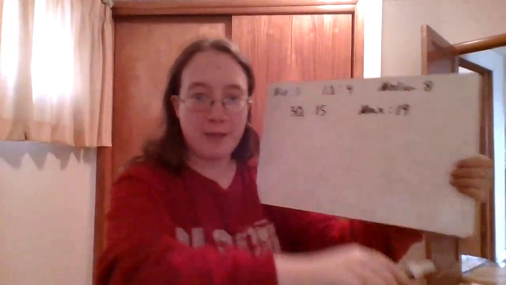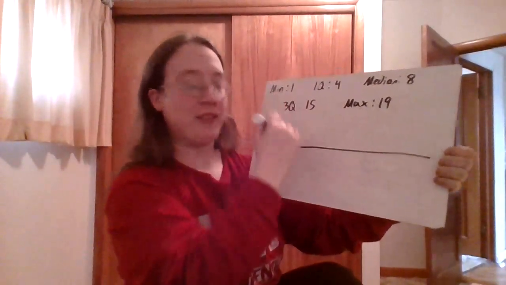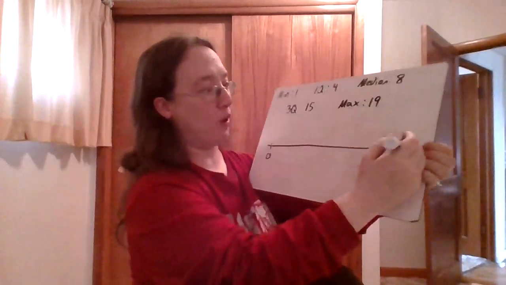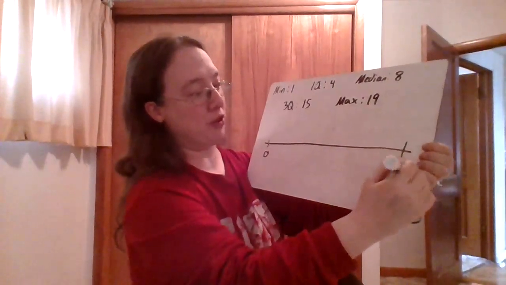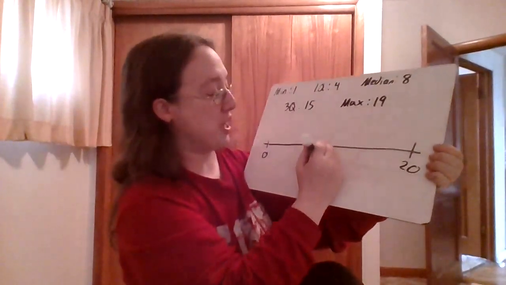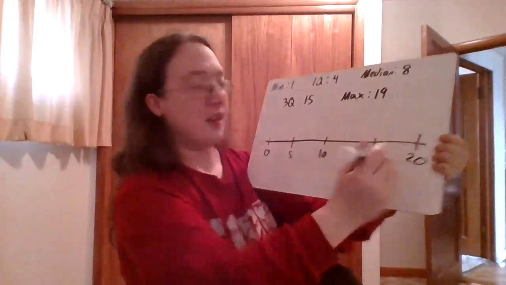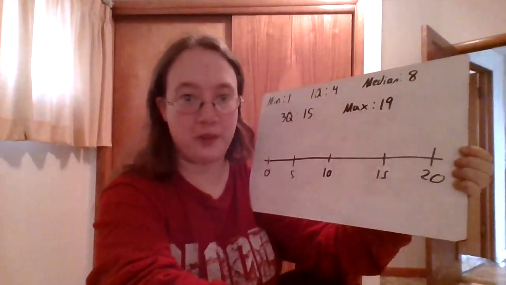If we want to draw a box plot with this, we're going to have a little number line going from more or less our minimum. Our minimum was 1, so I'm going to start this off at 0, and go up to more or less our maximum. So I'm going to go 0 to 20, just because those are nicer round numbers to work with. I'm going to call this 10 right in the middle, and mark 5 and 15. The number line part will already be drawn for you on the assignment.